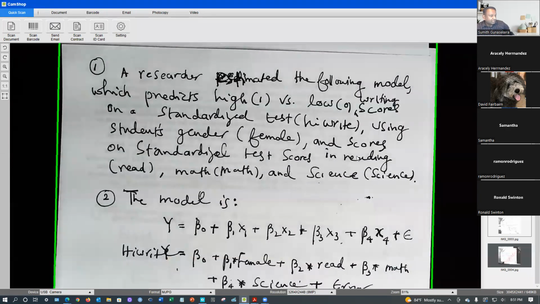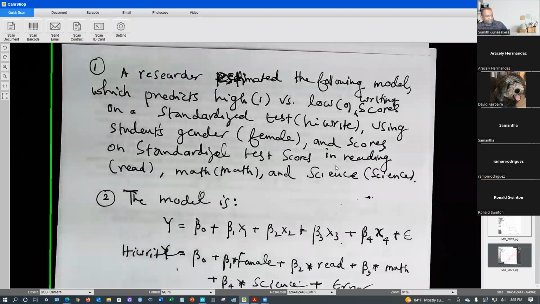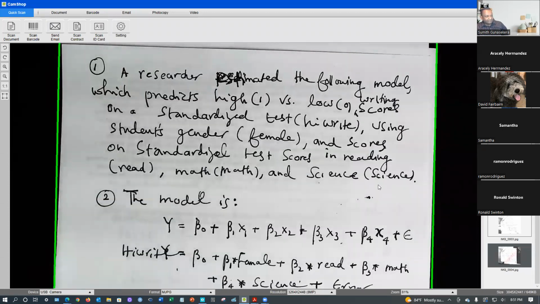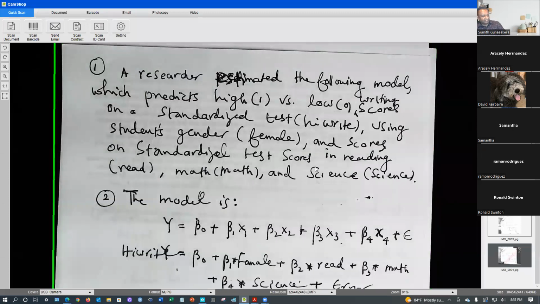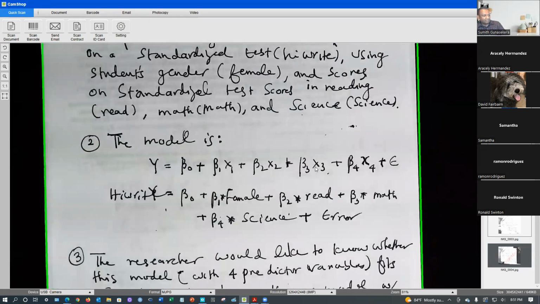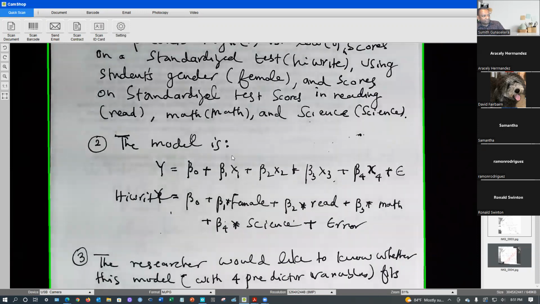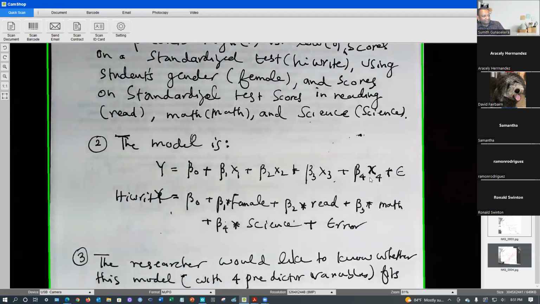A researcher estimated the following model which predicts the high versus low writing scores on a standardized test, named hiwrite, using students' gender, which we name as female, and scores on standardized tests in reading, math, and science. Look at a situation like this, they were using something like this. So the model would be something like that.